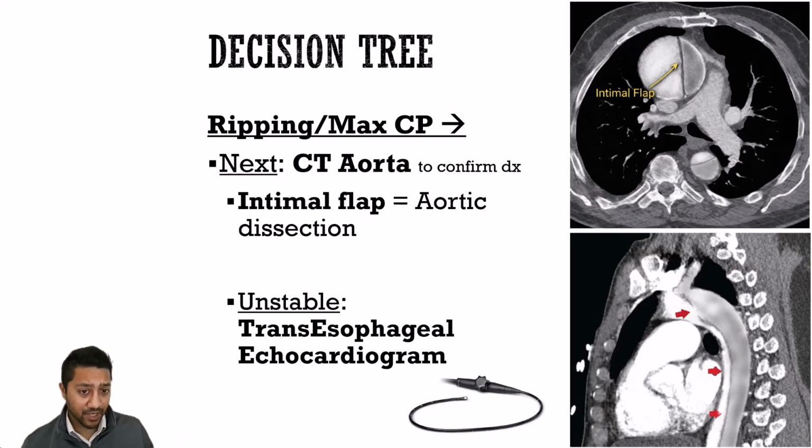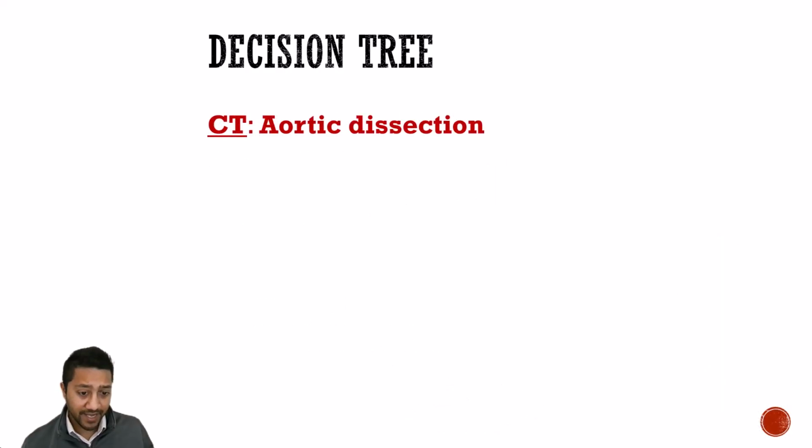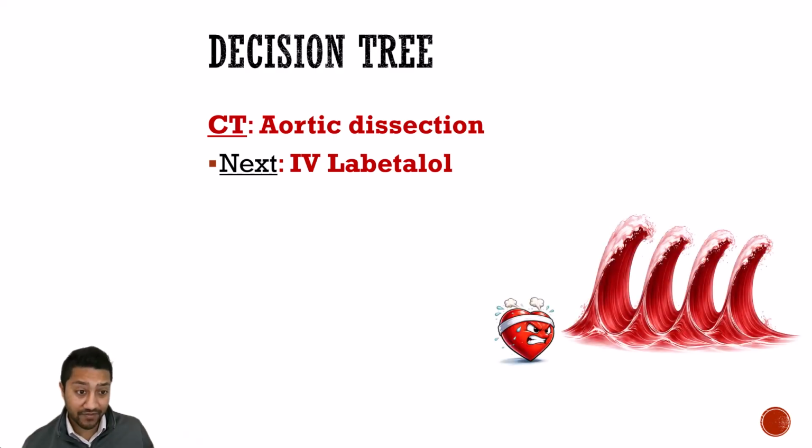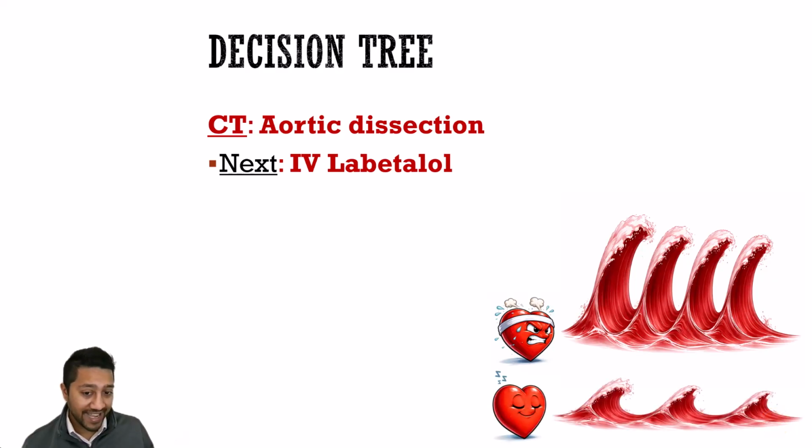Once you get your CAT scan results back and you see that pathognomonic intimal flap, you know you're dealing with aortic dissection, and your next step should be to immediately give that patient IV labetalol. Think of each beat of the heart as this high-pressured wave that crashes against the vessel walls. The more beats per minute, the higher the pressure of each wave, and the more damage to the vessel wall. By using labetalol, you get to decrease that heart rate and decrease the blood pressure, making it highly effective in treating patients with aortic dissection, and therefore always the next step.